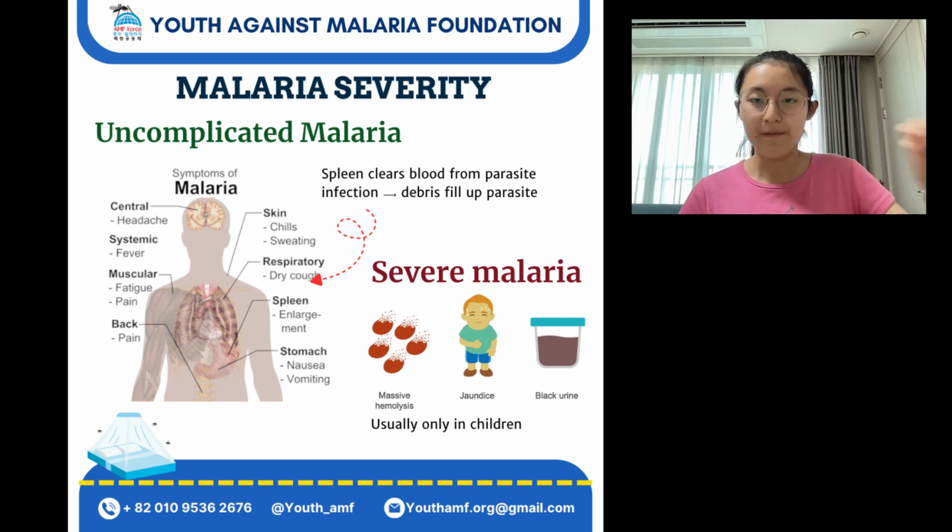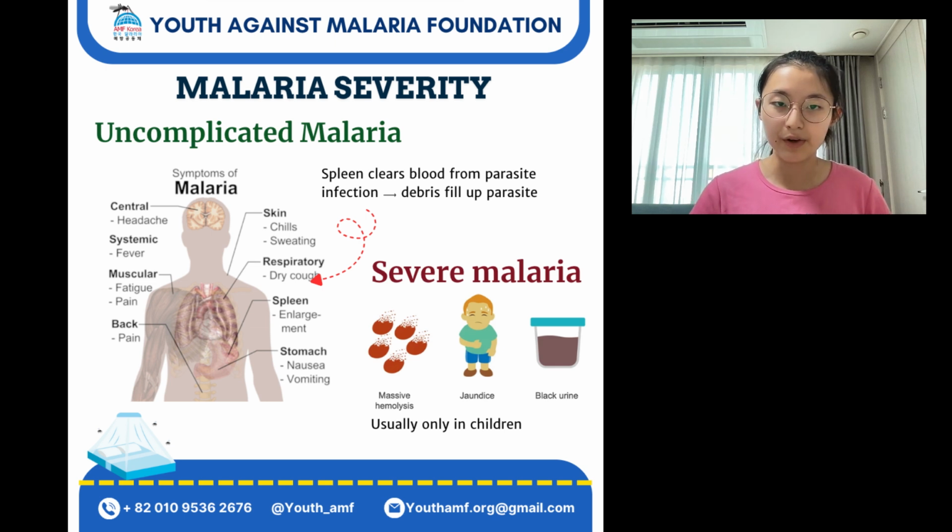In uncomplicated malaria, the spleen essentially clears the blood of parasite infection, and therefore it fills up with debris from the parasite and enlarges. In your head you get a lot of headaches, and other systemic symptoms include fever. In terms of muscular conditions, you might feel a little bit of pain and fatigue, and a lot of chills and sweating would be involved in uncomplicated malaria.